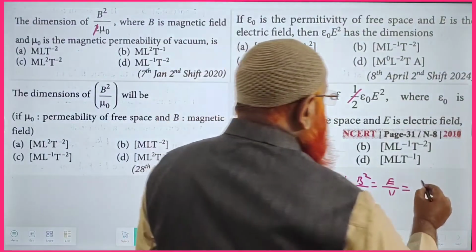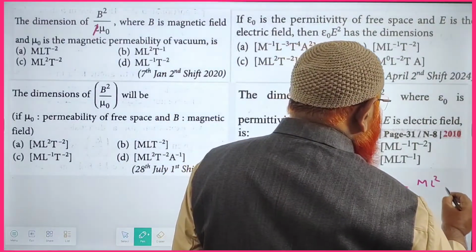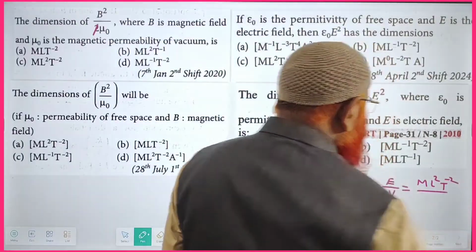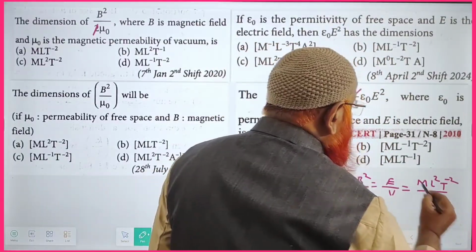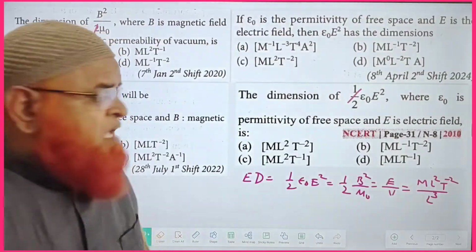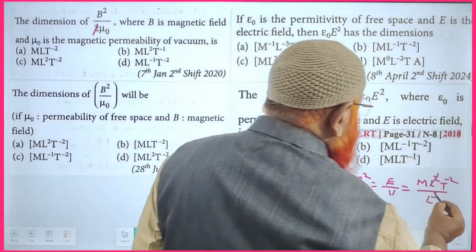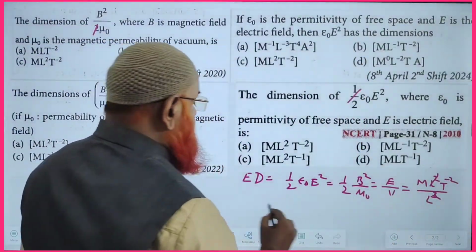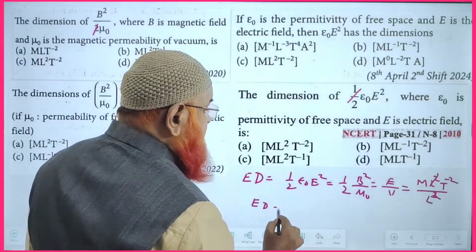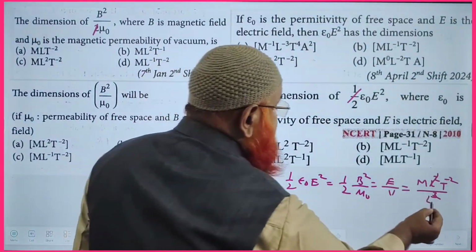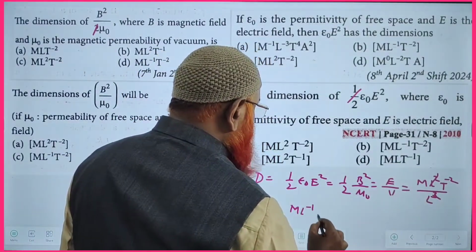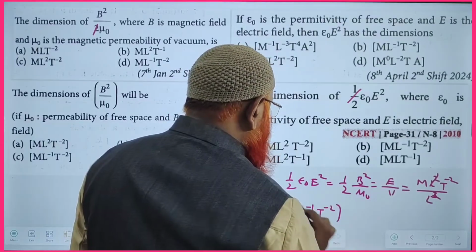What is that? It's very familiar that energy means M L square T power minus 2, whereas the volume is nothing but L cube. That's it. So here L square and L cube are getting cancelled. So what is left now? So energy density formula is nothing but M. This L comes to the numerator, becomes L power minus 1 and T power minus 2.